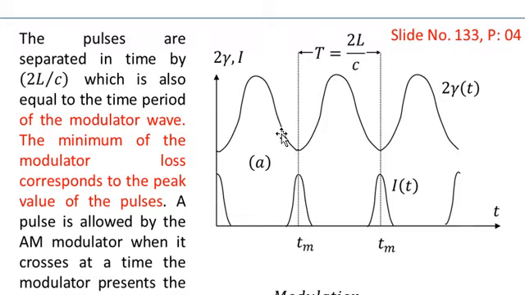But on both sides of this minimum value, the loss of the cavity is increasing. And when the loss of the cavity is increasing, of course the number of photons in the cavity falls on either side of this peak, and due to that, a pulse is generated in the laser cavity. So this is the modulator output, and this is the output from the laser source.